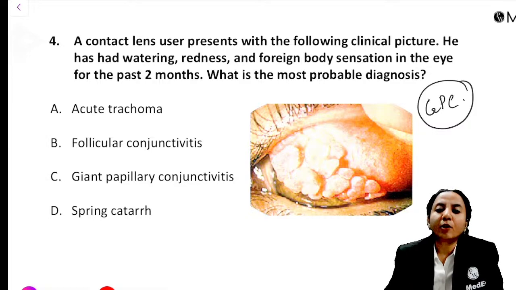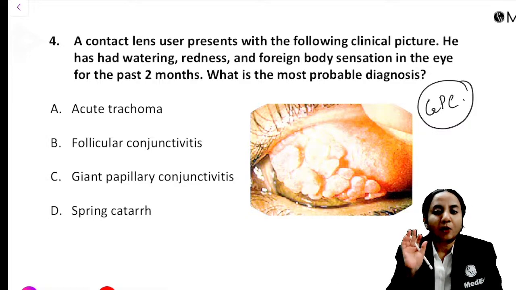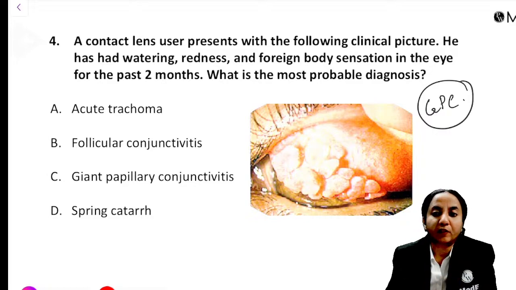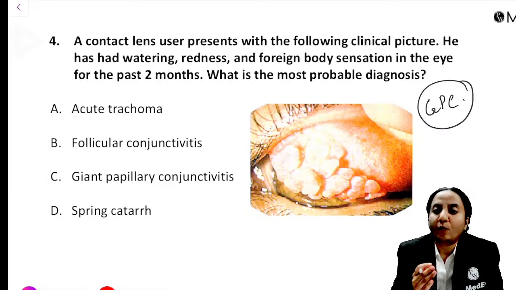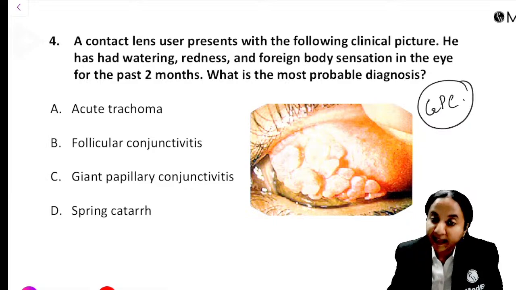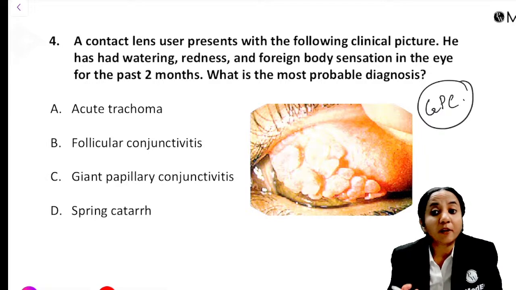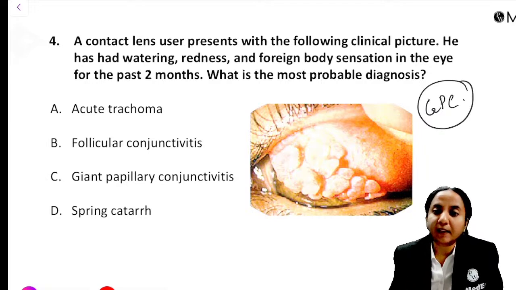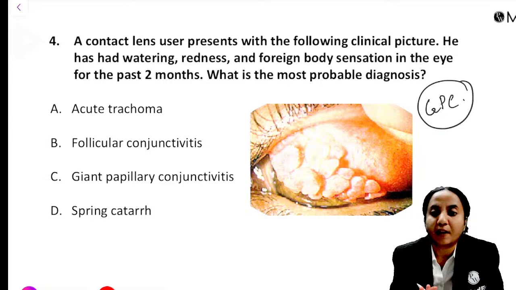Now, what is the clue in the question? I always say that when we get a question in which a clinical scenario is given, don't look at the image first. Try to look at the clinical case scenario that is given, then try to narrow down the answer and then look at the image for confirmation. Because when we look at the image first, there is confusion. When there is a clinical case scenario based question, read the question first. Even without looking at the image, you may narrow down to the answer.